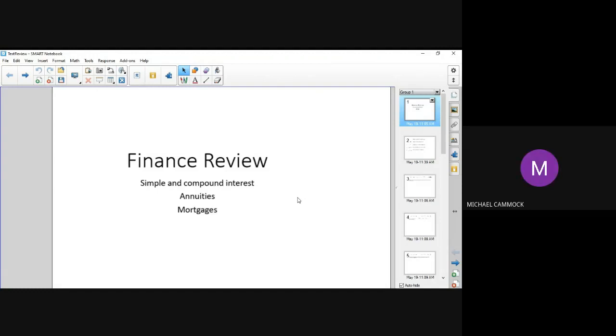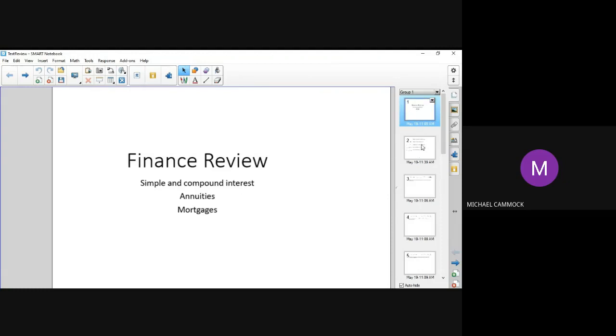Okay. So we're looking at the finance unit, and this is a review for the finance unit. You can see on the screen that the things that we've done are simple and compound interest. We've done annuities and we've done mortgages. We also did budgets, but I'm probably not going to put budgets on the test. If I decide to put it in, I will definitely let you know ahead of time. But these are the three main areas that we covered, and all of these will definitely be on the test.